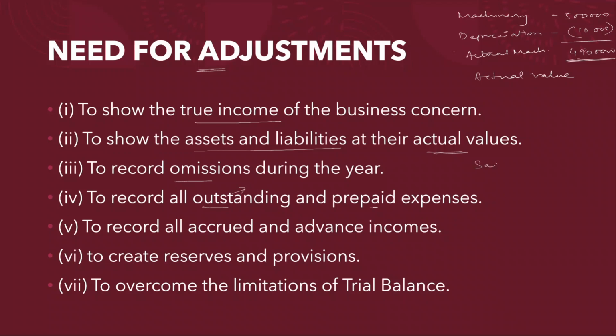Suppose salary. Salaries I need to pay this year, say 12,000, but I paid only 10,000. So what is the outstanding amount? Outstanding amount is 2,000. So 2,000 is the amount which I didn't pay. So it becomes my liability for the next year.